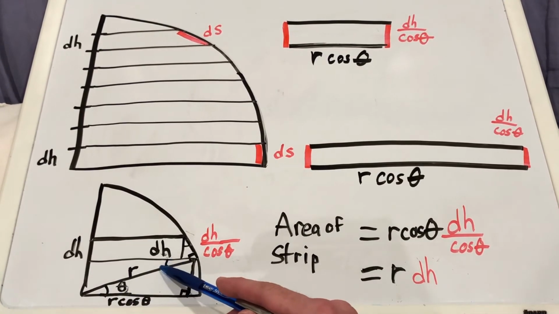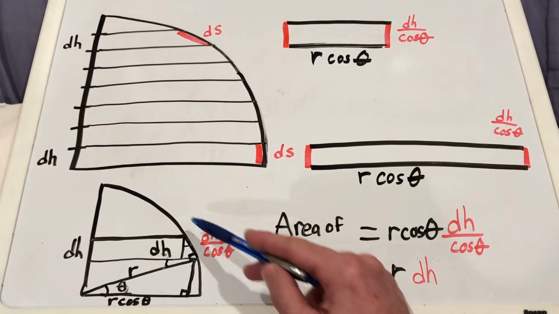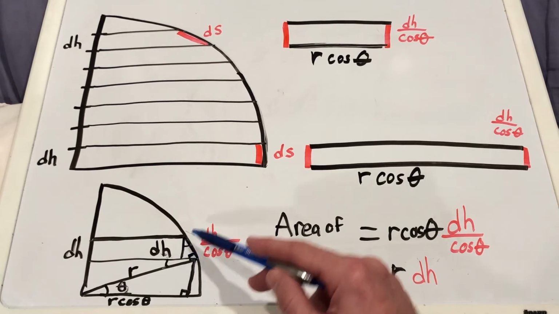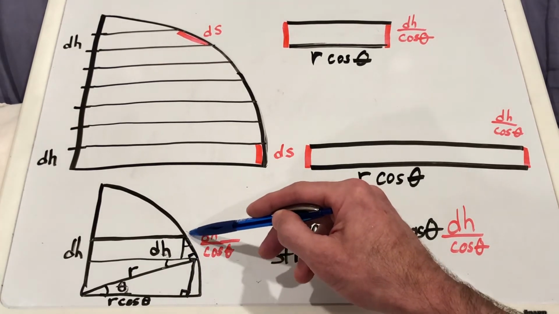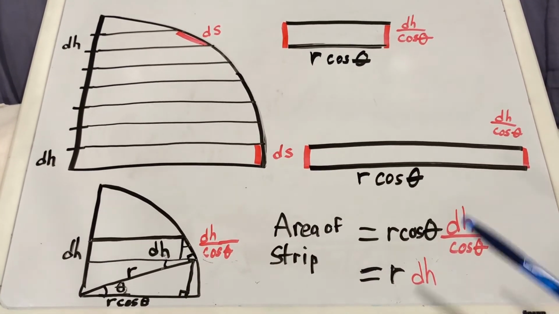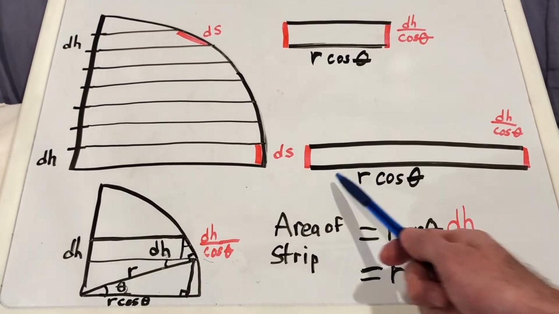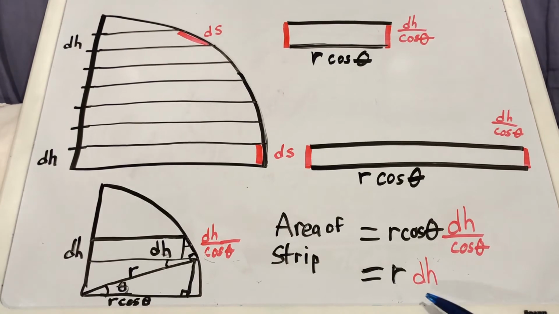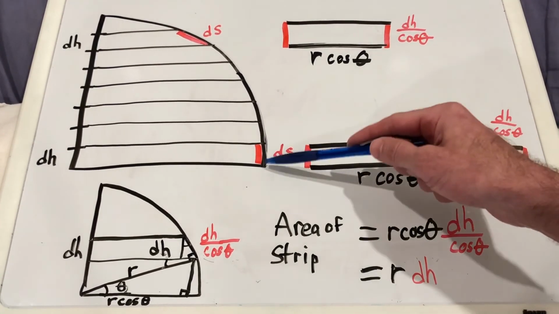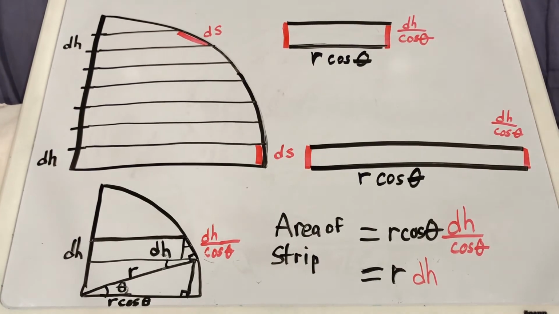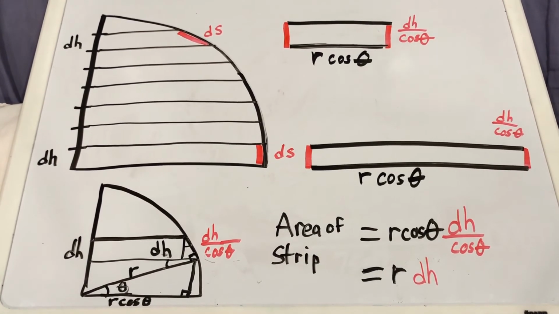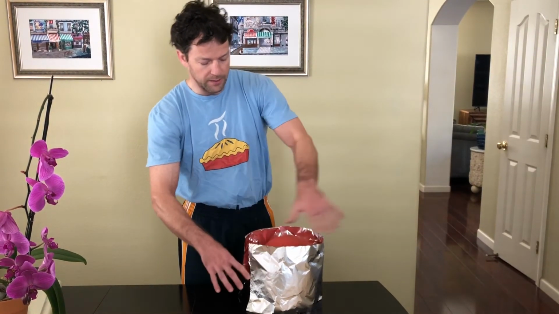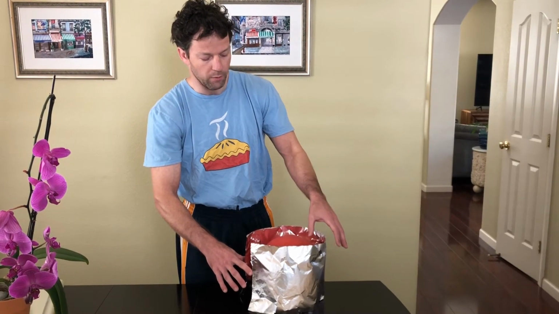So that's theta, so that's theta. The radius is tangent to the circle, so that's a right angle, so that's 90 minus theta, so that has to be theta. So just using the definition of cosine, this little piece is dh over cosine theta. So for the area of the strip, the cosine theta here and the 1 over cosine theta here cancel out, and you just get r times dh. And so each one of these little strips has exactly the same area, which is the same area as the cylinder around it.